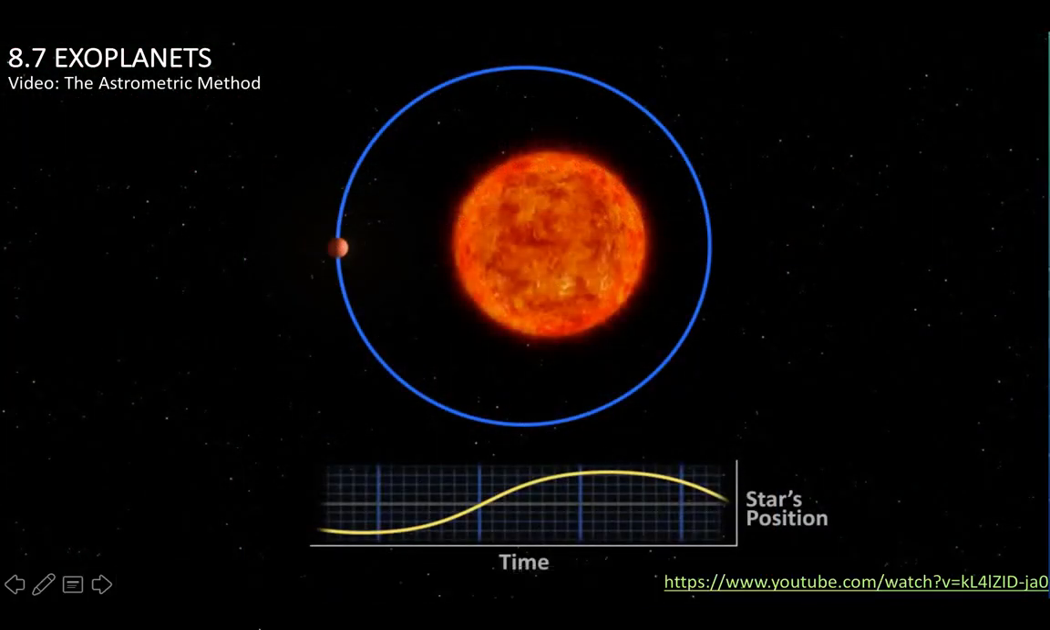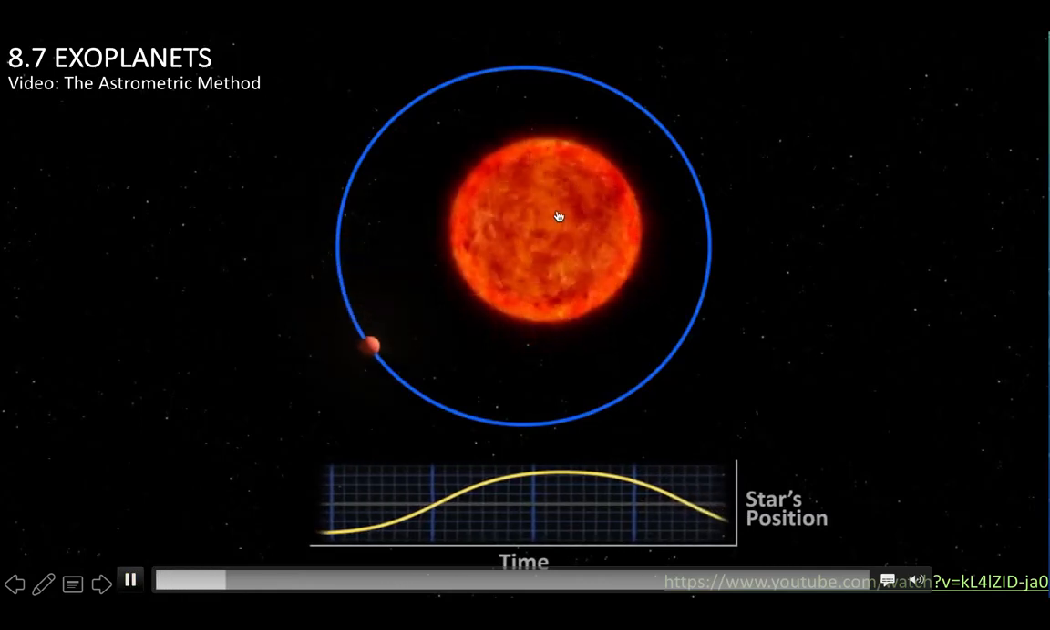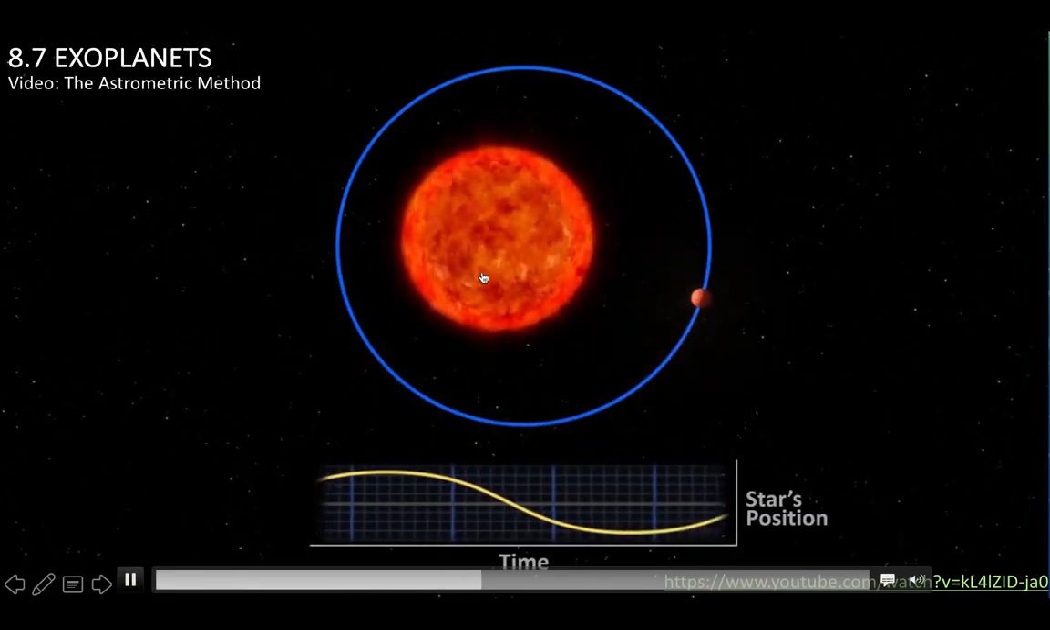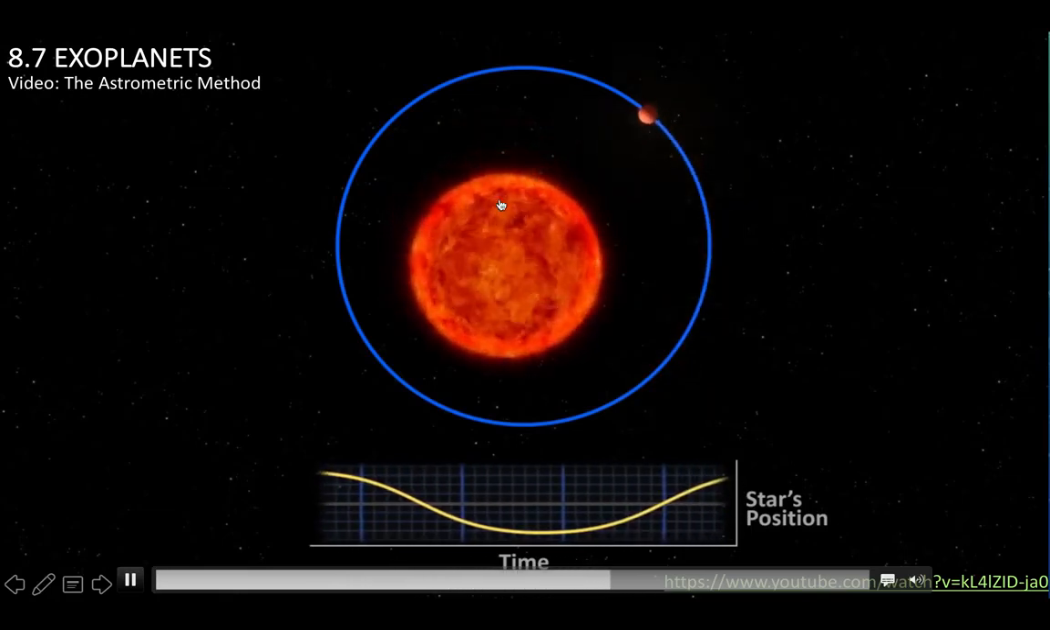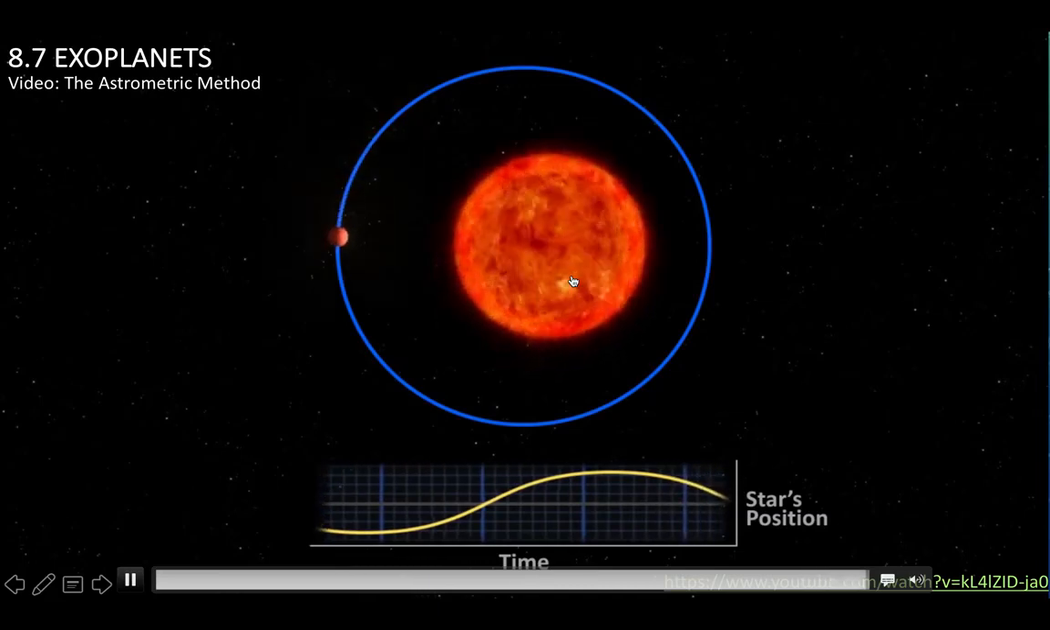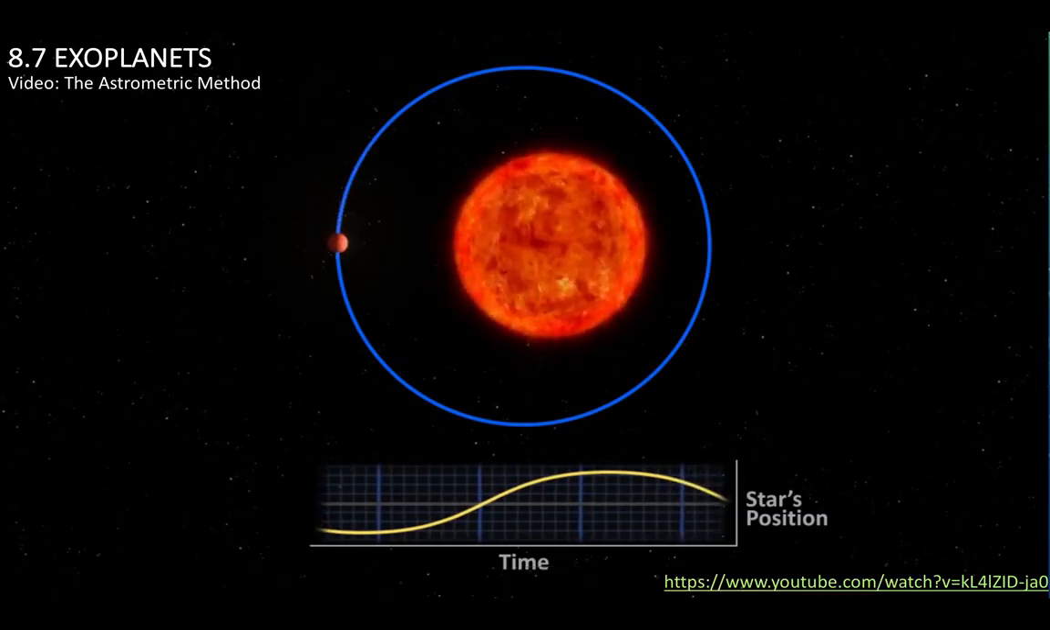This is another example. What does wobbling mean? Look, as the planet orbits the sun or a star, look how it makes that wobble, that circle in the sky. So yeah, this is the wobbling. This is the astrometric method, the second method we use to find exoplanets.